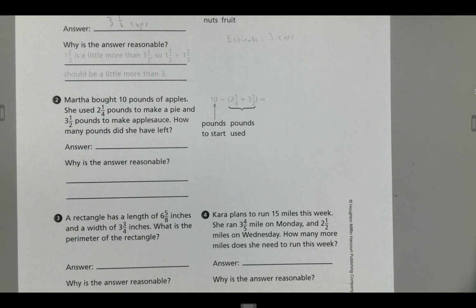Martha bought 10 pounds of apples. She used 2 1/4 pounds to make a pie and 3 1/2 pounds to make applesauce. How many pounds did she have left? Okay, so let's visualize the situation first. Martha's in the kitchen. It's apple day, apparently, and she's got at least 2 purposes for this bushel of apples that she's got. She's making a pie and she's making applesauce. We are being asked to solve for how many pounds did she have left, how many leftover apples, or leftover amount of apples. So it's a multi-step problem.